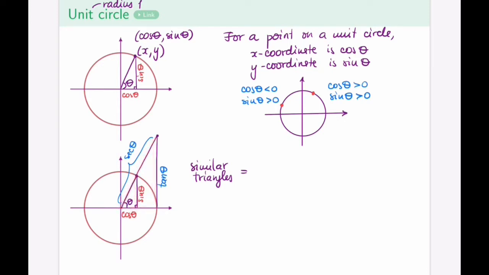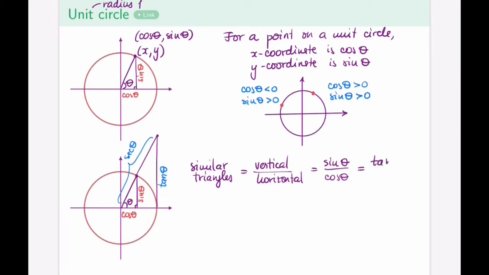Now let's take a look at the similar triangles, this little guy and this big one. So what we can do is build the proportionality of sides. Let's say the vertical side to the horizontal side in each triangle. What are we going to have? Well, in the little triangle, the vertical side is sine of theta and the horizontal side is cosine theta. So sine theta over cosine theta. And because the triangles are similar, this ratio should be the same for the big triangle. The vertical side here is tangent of theta.